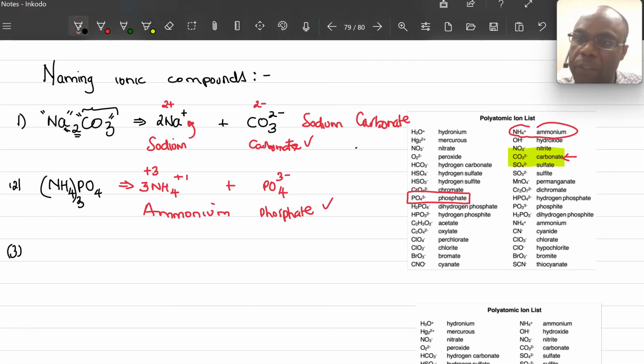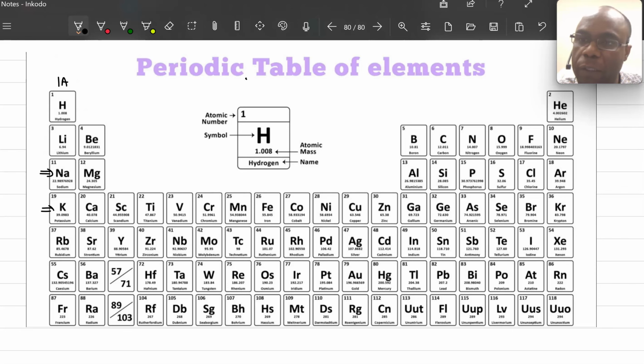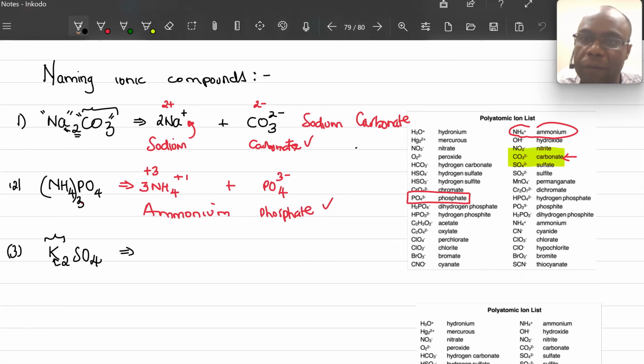For the third example, suppose you are given K2SO4. Now I know K is monatomic, and it looks like we have 2 of them, and potassium is in main group 1, 1A. So I expect it to have a charge of +1, but we have 2 of it in the compound. And then we have the polyatomic ion sulfate. You'll ask, how do I know it's polyatomic? Because it's one of the polyatomic ions we learned in class.